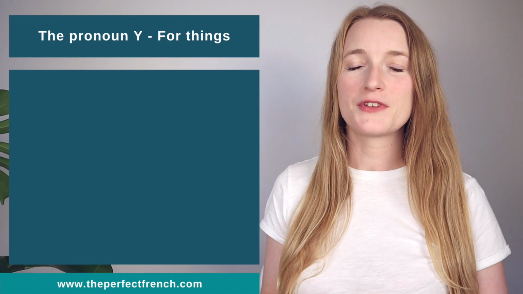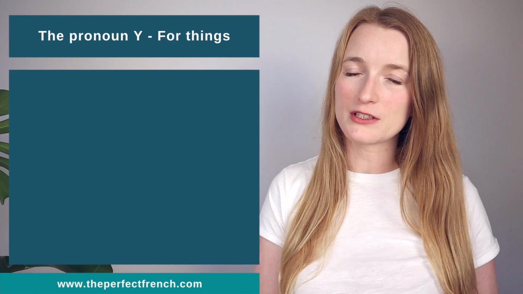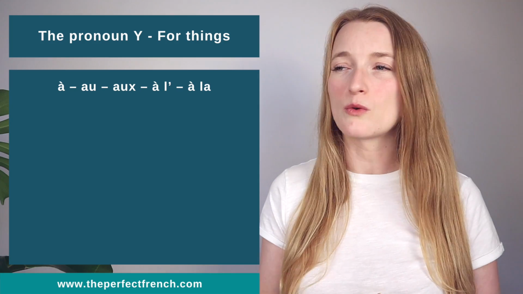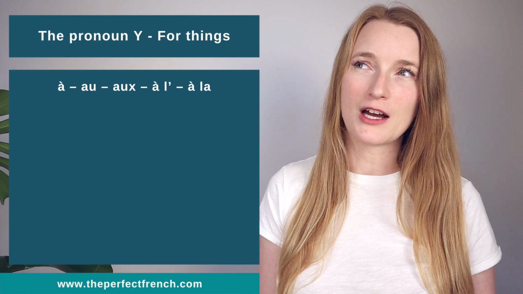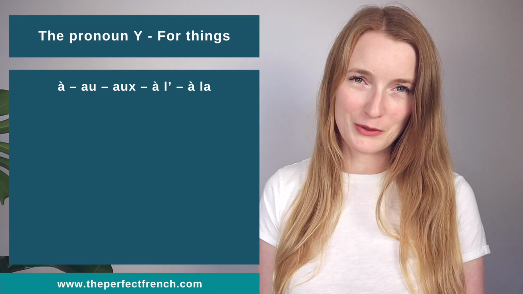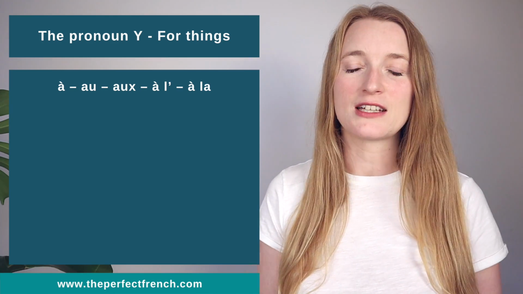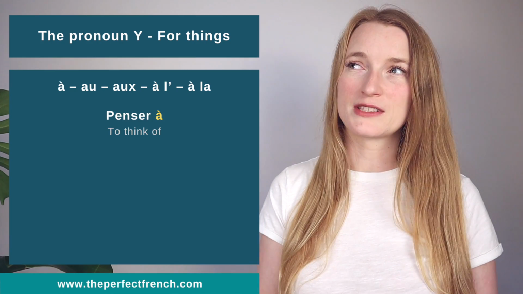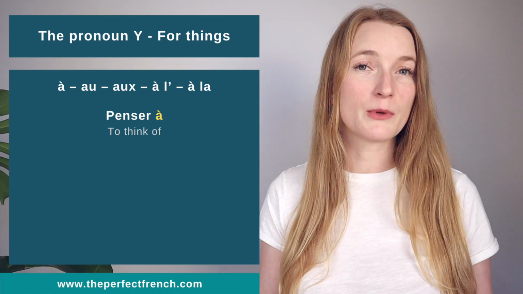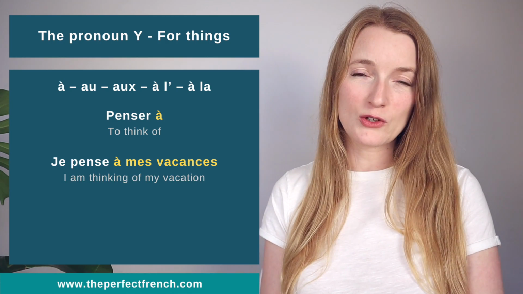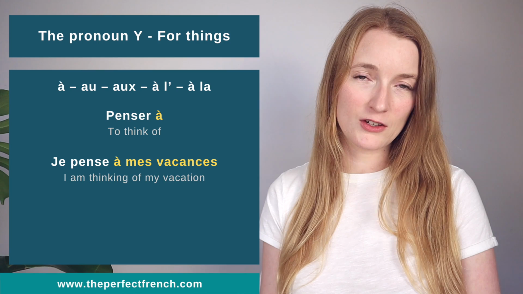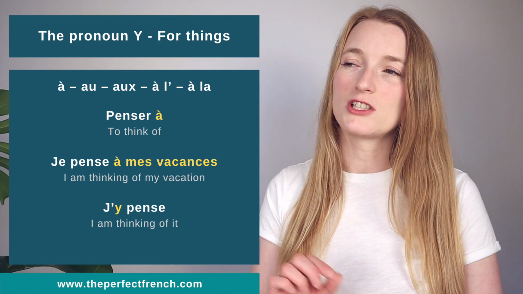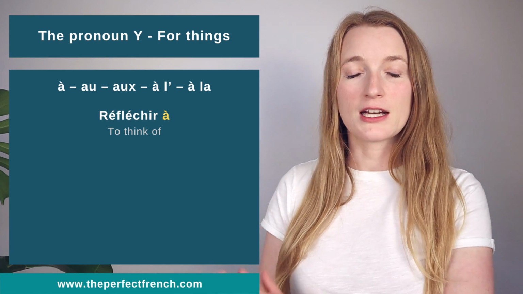Now for things. For things, we are going to replace a group of words starting with the preposition à once again. Do you remember the preposition à can be à, au, à l', à la, etc.? That's what we are going to replace with y. And once again, it's all about the verbs taking the preposition à. For example, penser à: je pense à mes vacances. À mes vacances can be replaced by y. J'y pense.